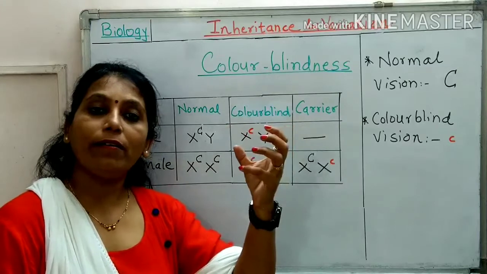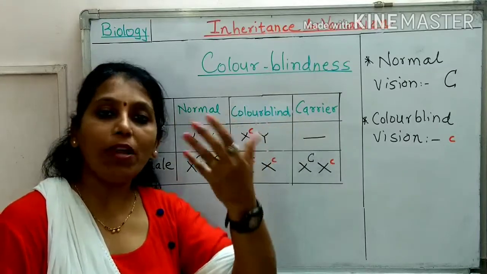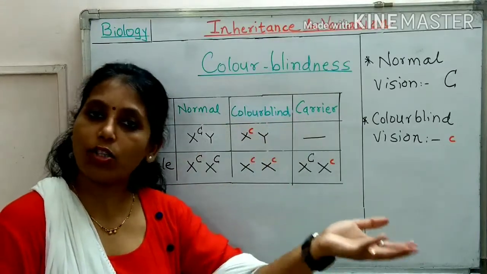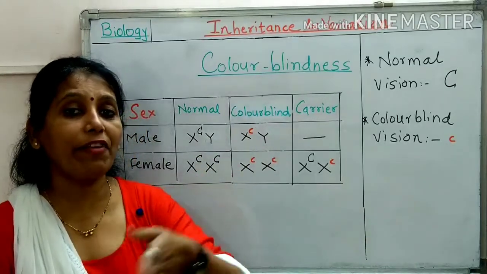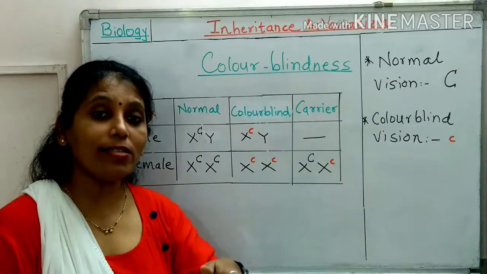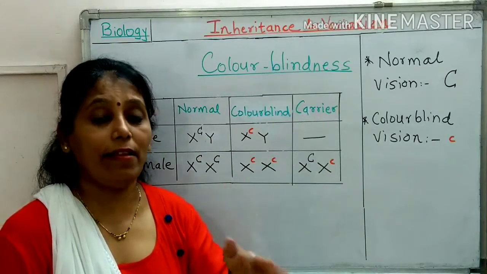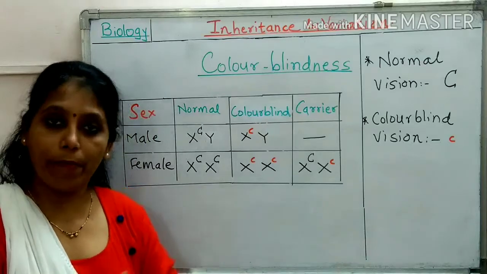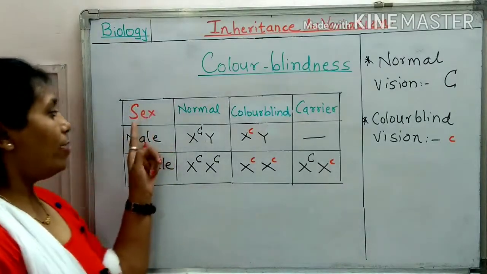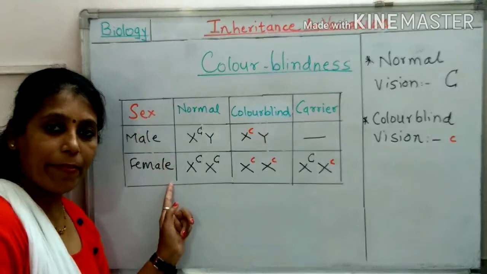Dominant means what? You will get more number of normal vision people, so that character is normal. Recessive means you will get very few people suffering from color blindness, because this character is due to a recessive gene. You will not get more number. Okay. Now here this is sex, male and female.